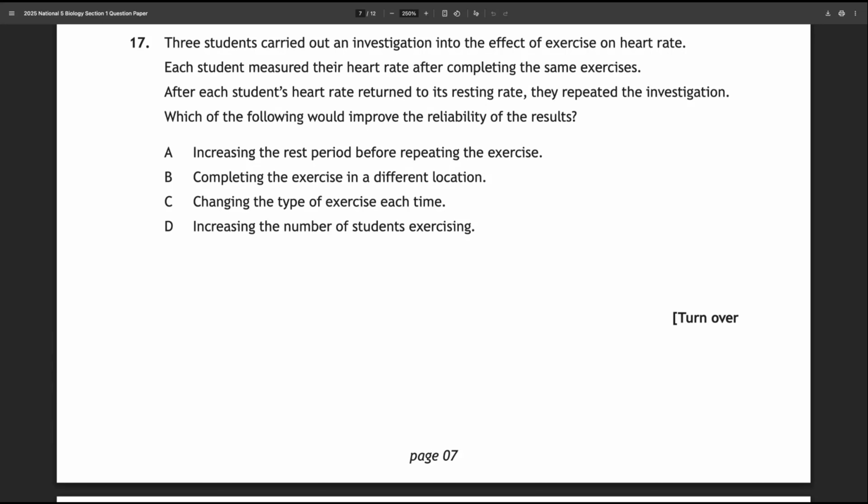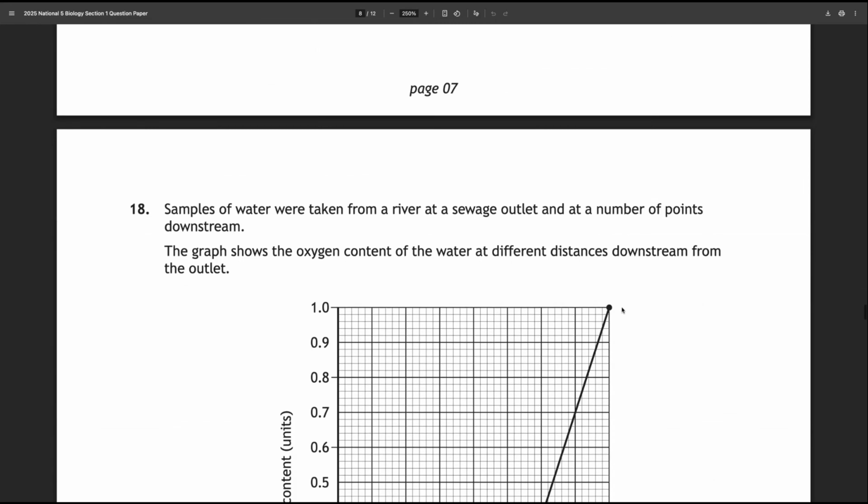And if we look at the other options and we rule them out, if we increase the rest period before repeating the exercise, that's going to be changing a variable. Completing the exercise in a different location, again changing the variable, the location. Changing the type of exercise each time, again changing a variable, the type of exercise. The only thing that would increase the reliability of the results is increasing the number of students exercising. So D is going to be our answer here for question 17.